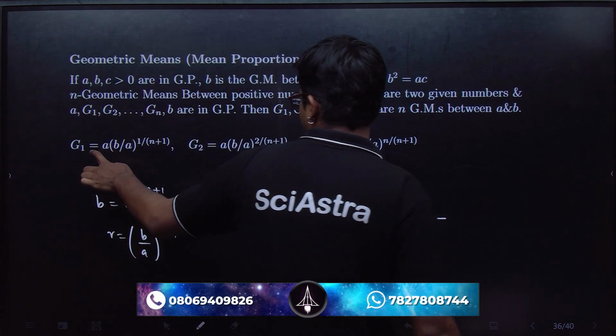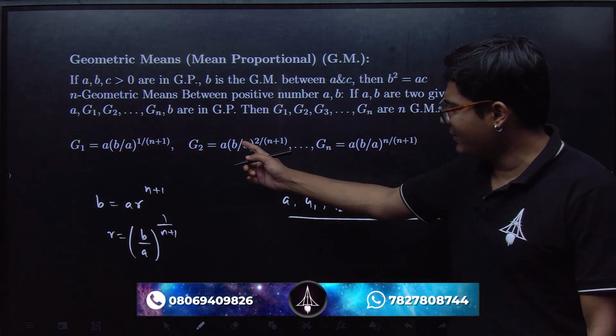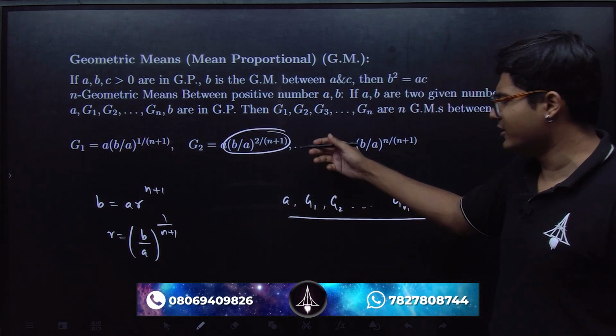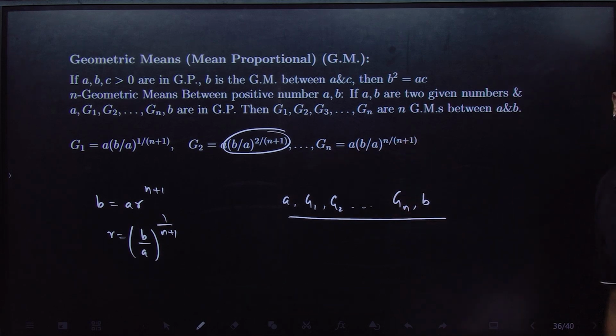So the first geometric mean is going to be a times (b by a) to the power 1 by n plus 1, that is a times r. The second one is going to be a r squared. The third one is going to be a times r cubed, all the way till the nth, which is going to be a times r to the power n. So you can find the closed form of all the geometric means that you are inserting between these numbers.